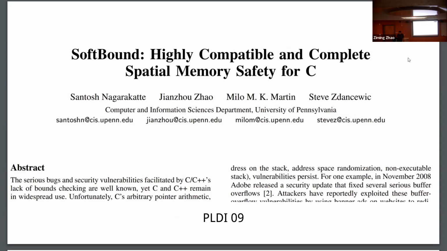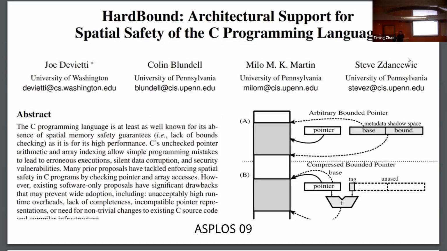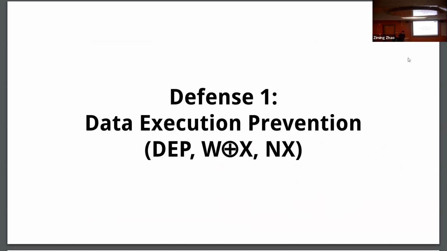So this is a paper published like 15 years ago to establish spatial memory safety for C code. The same team actually published another paper in the same year using a hardware-based approach to make things slightly faster. Maybe much faster than the software-based version, but the overhead is still high. So that is an approach that is absolutely secure. However, the cost is too high. That's why we're not really using it.